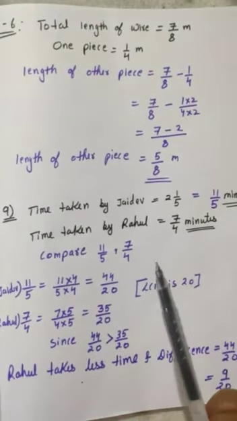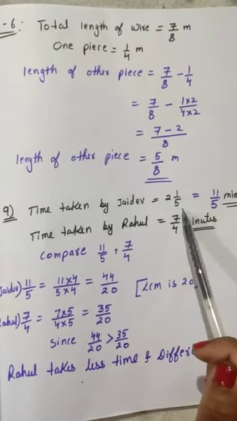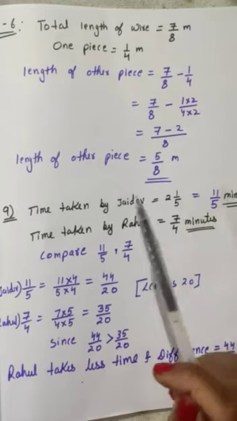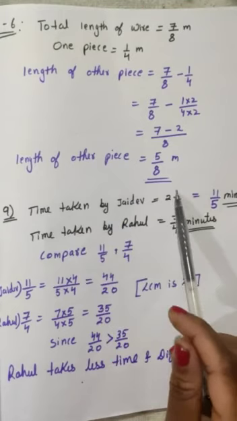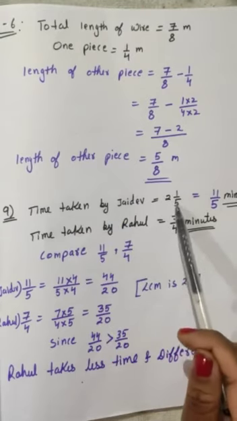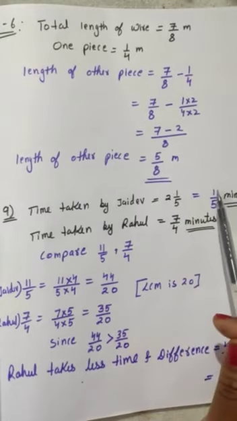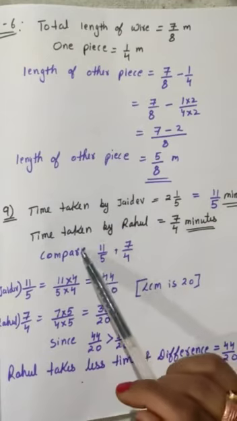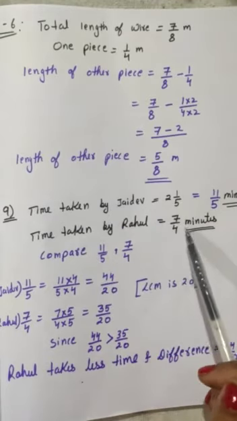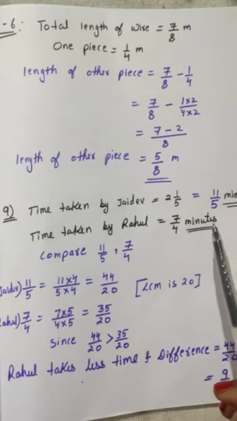Okay. What is given to you? Jaydev takes 2 and 1 by 5 minutes to cover from home to school. Okay. So first of all you will convert it in improper fraction. 5 2s are 10. 10 plus 1 is 11. Answer will be 11 upon 5 minutes. And time taken by the Rahul is 7 by 4 minutes. So the question is who takes less time and by how much.